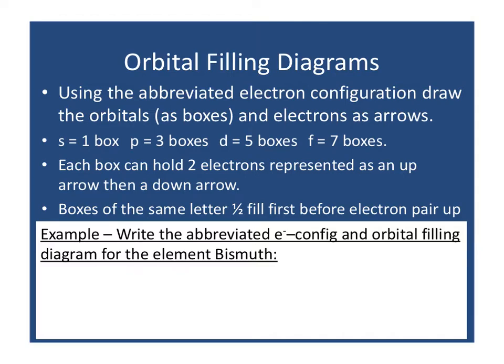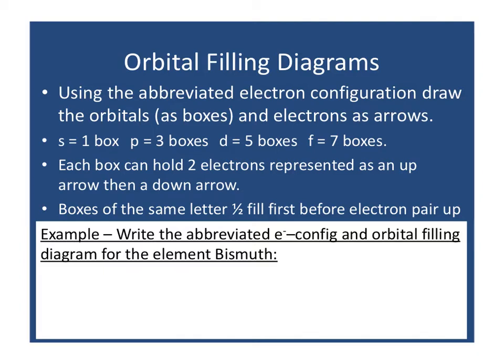One thing to remember, right? This is half as many elements in that block of the table. S block has 2 elements, we draw 1 box. Half of 2 is 1. P block has 6 elements, half of 6 is 3. D block, half of 10 is 5. F block, half of 14 is 7.